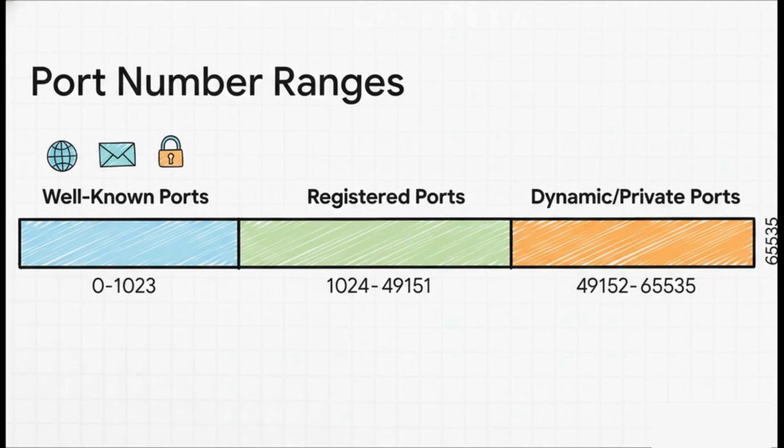And these ports are all organized into different ranges. You've got the first group from 0 to 1023, which are the well-known ports for all those essential services. These are managed by a group called the Internet Assigned Numbers Authority, or IANA. Then you have registered ports for specific apps. And finally, a big chunk of dynamic or private ports. These are the ones your browser grabs for a temporary connection every time you visit a new website.